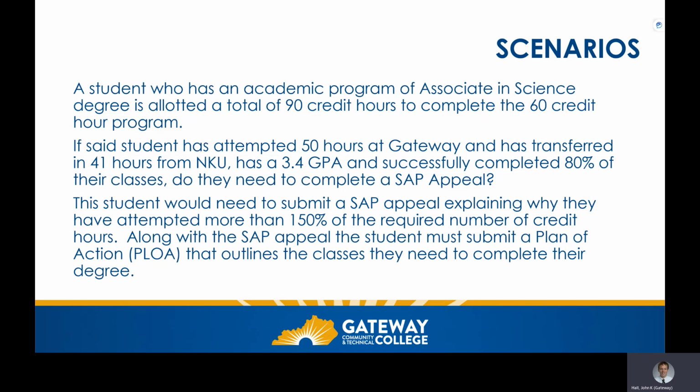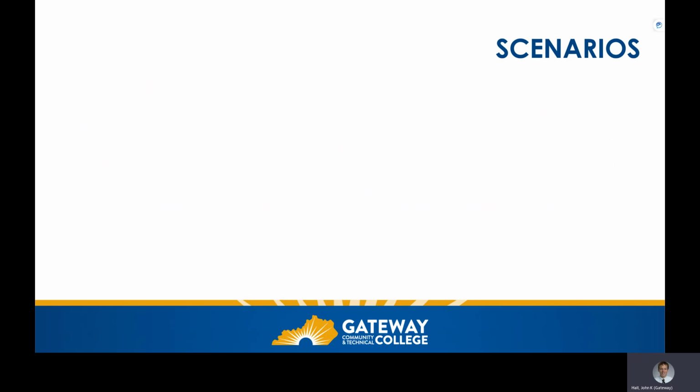Again, we will talk about the process of a SAP appeal in the other videos, but that's what a student will be required to do if they fail to meet one of these requirements for SAP. In this case, they failed to meet the maximum time frame requirement because of all the hours that they've done, and they'll have to complete a SAP appeal in order to continue getting financial aid.